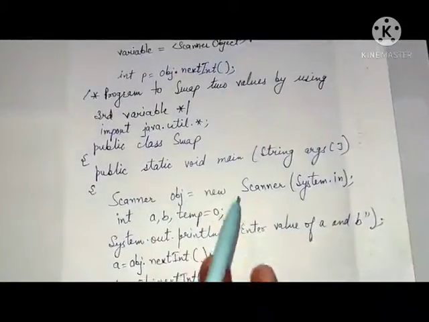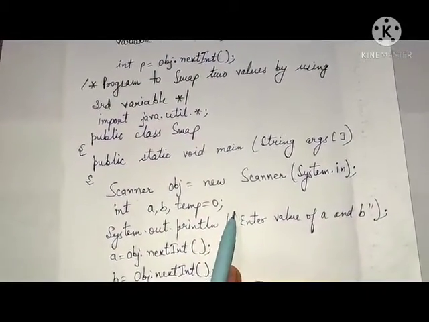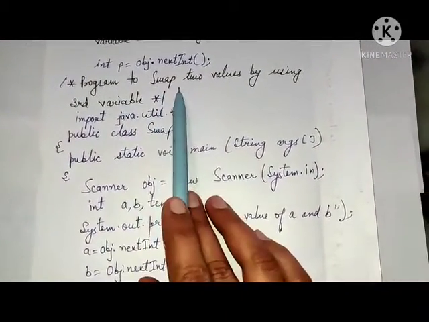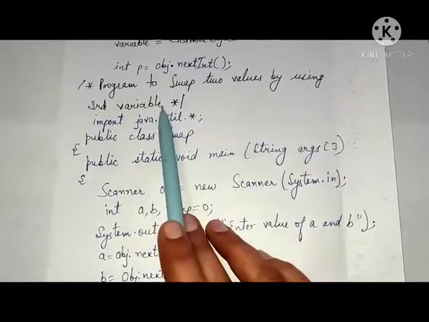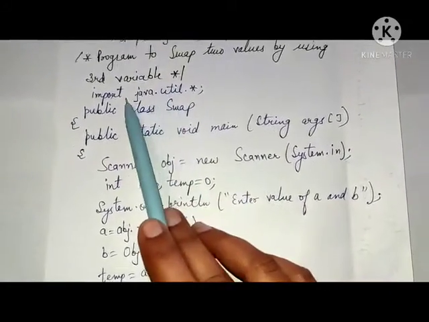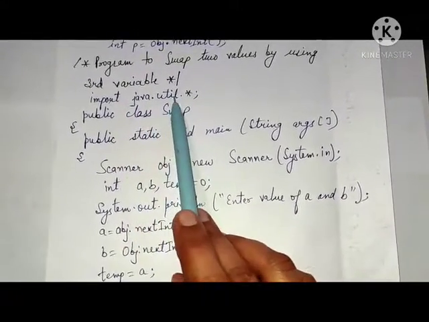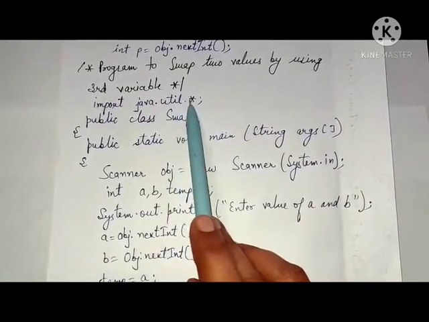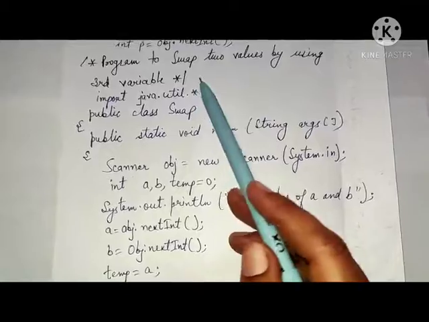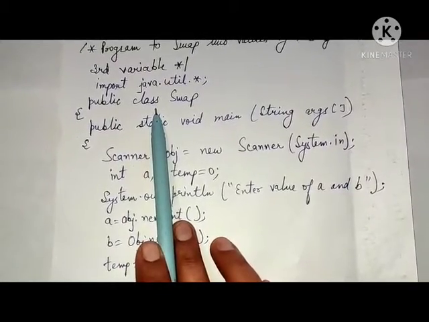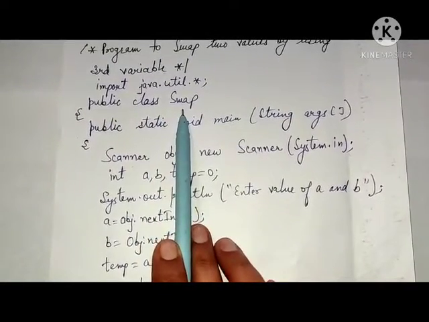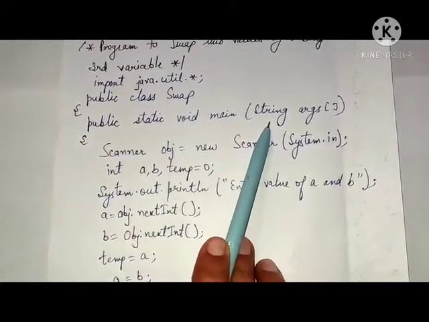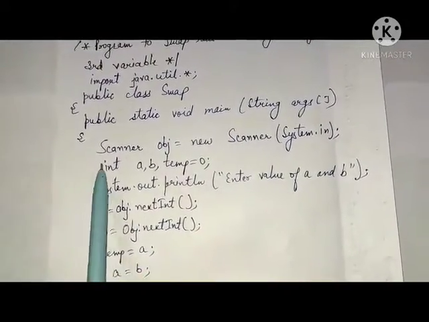Now I am taking the example of a program that uses the scanner class. Here I am taking the example of a program to interchange two values by using a third variable. For that, first step, import java.util.*, or we can write java.util.Scanner also. Then we have to declare the class. I am writing the name of the class Swap. Then declaring the main method as we have done in the previous programs.